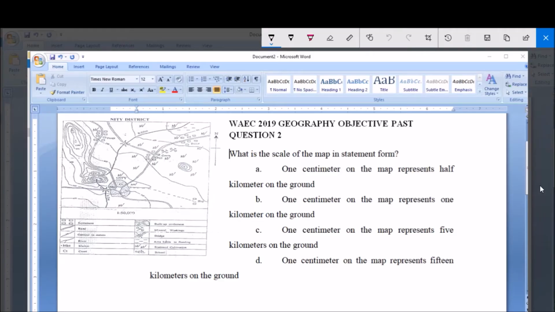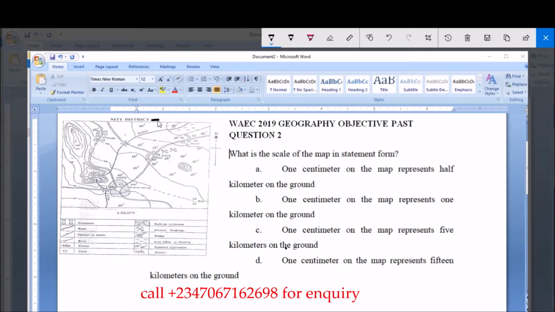Going to be answering WAEC 2019 Geography Objective Past Question 2. What is the scale of the map in statement form? A. 1 centimeter on the map represents half kilometer on the ground. B. 1 centimeter on the map represents 1 kilometer on the ground. C. 1 centimeter on the map represents 5 kilometers on the ground. D. 1 centimeter on the map represents 15 kilometers on the ground.